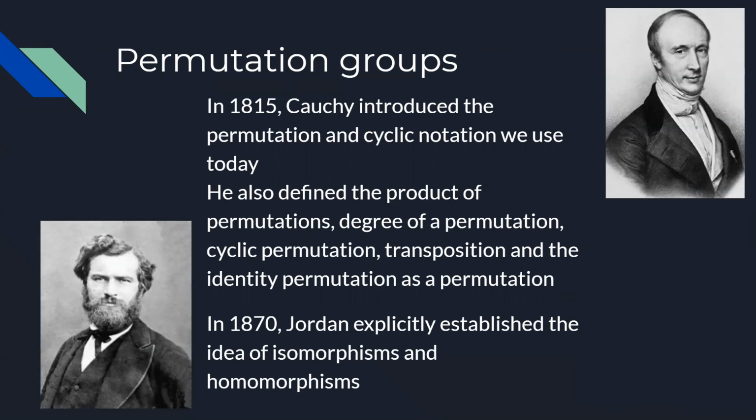In 1850, Cauchy introduced the permutation and cyclic notation we use today. He defined the product of permutations, degree of a permutation, cyclic permutations, transposition, and the identity permutation as a permutation. And this is Cauchy to the right.